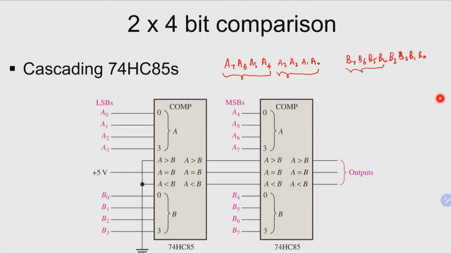Similarly, we compare this with this. So this is going to give us either A is greater than B, A equals B, or A is smaller than B. And that value is fed onto the next comparator, which is used to compare A7 to A4 with B7 to B4.